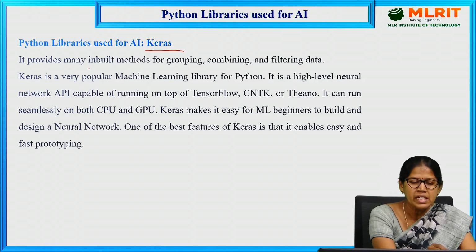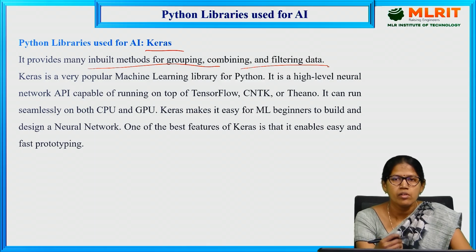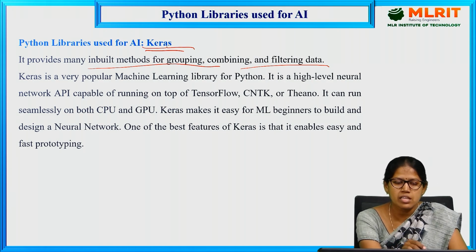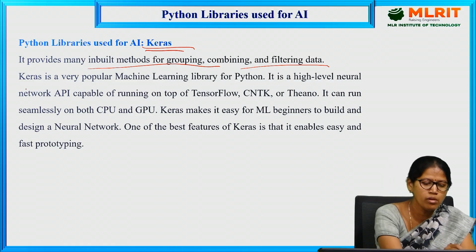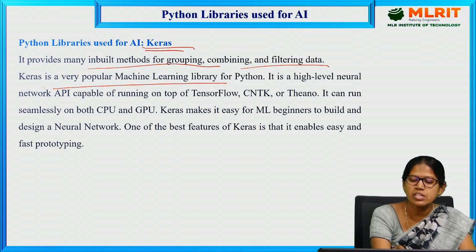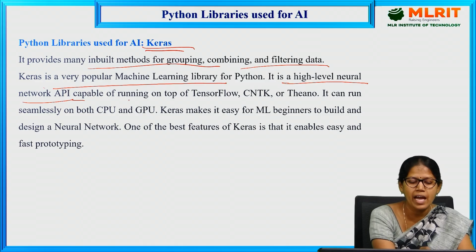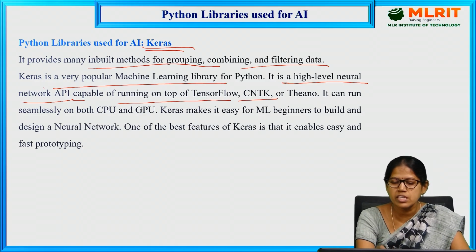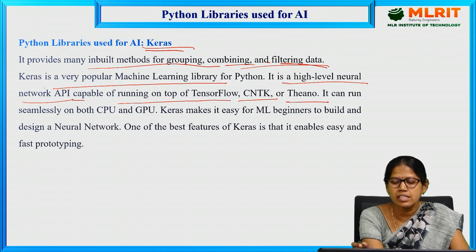It provides many inbuilt methods for grouping, combining, and filtering the data. So for whatever preprocessing we need to do on the data, we will use Keras. Keras is used on top of TensorFlow. Keras is a popular machine learning library for Python. It is a high-level neural network API capable of running on top of TensorFlow, CNTK, and Theano, and it will perform grouping, combining, and filtering of the data.